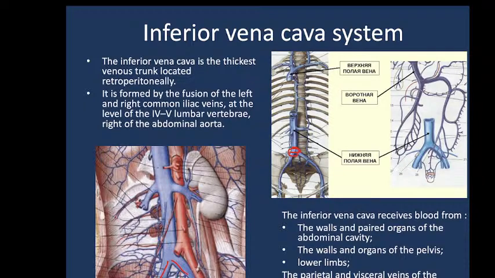The inferior vena cava receives blood from different organs, mainly a lot of organs give blood to the inferior vena cava, such as the abdominal wall, the organs of the pelvis, and especially the lower limb. And these are quite large parts of our body. So the diameter of the inferior vena cava is bigger than the superior vena cava.